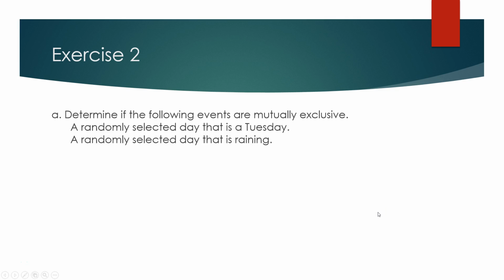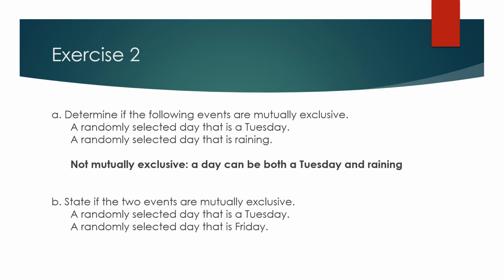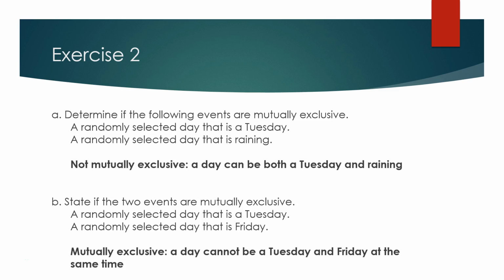So next, let's look at mutually exclusive. A randomly selected day that is a Tuesday or a randomly selected day that is raining. These events can occur at the same time, so you can have a Tuesday that is raining. So these are not mutually exclusive. A day can both be a Tuesday and raining. B, state if the two events are mutually exclusive: a randomly selected day that is Tuesday and a randomly selected day that is Friday. These are going to be mutually exclusive because a day can't be both Tuesday and Friday at the same time.